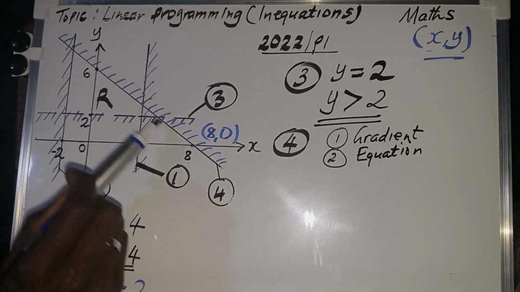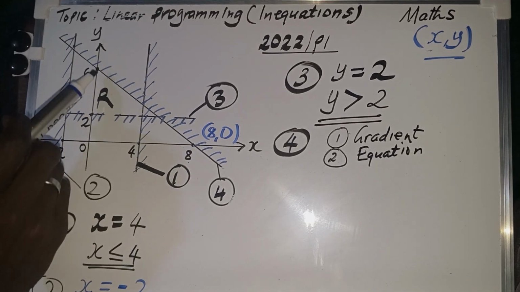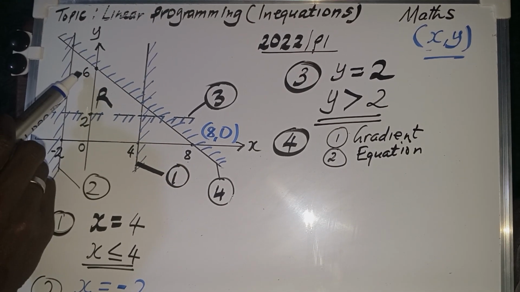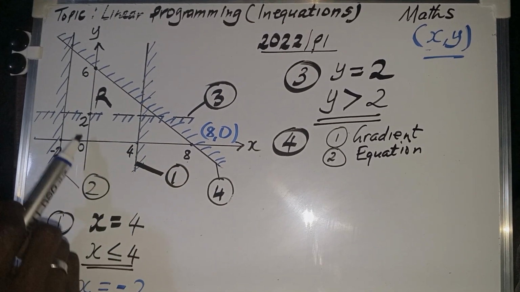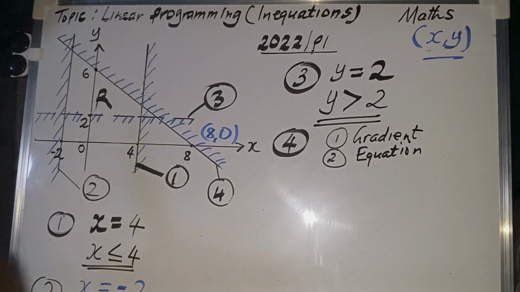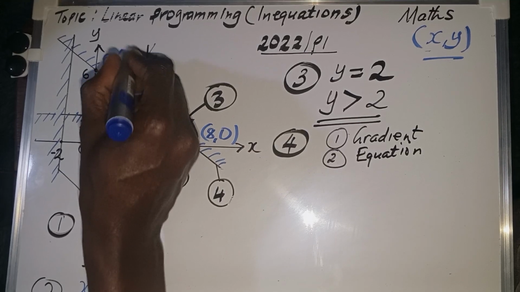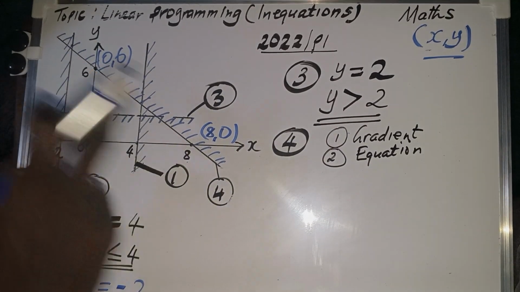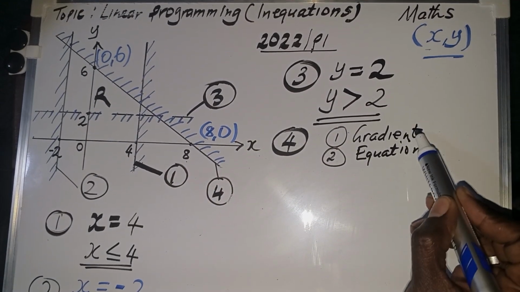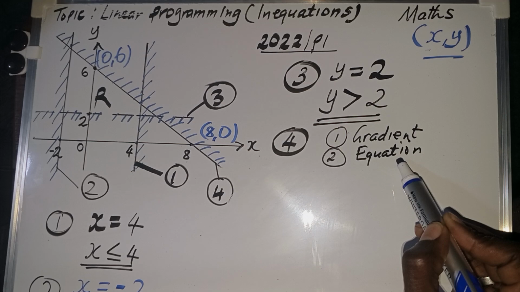And again, if you follow this line, it is cutting the y-axis where y is equal to 6. x has not moved, but y has moved to 6. So the coordinate of this point is (0, 6). So you are going to use these two coordinates to find the gradient, and hence that will help you to find the equation.